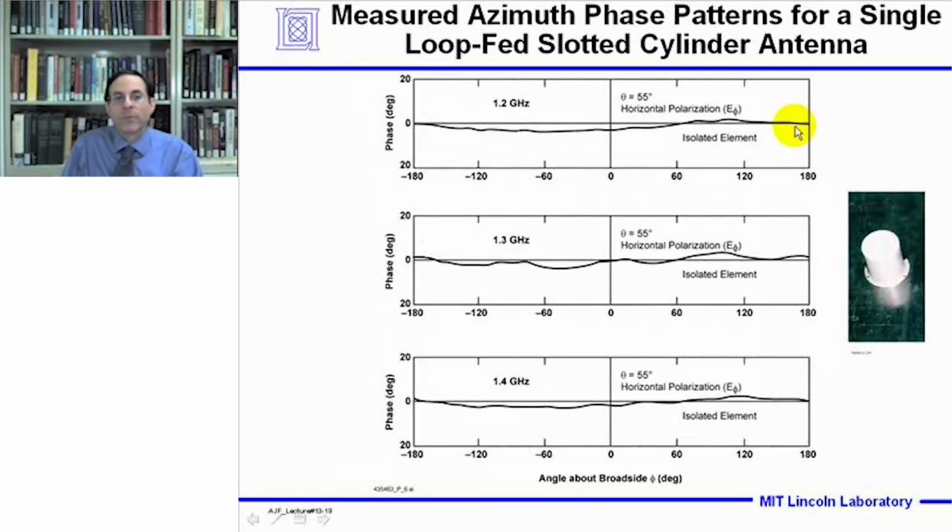We can also measure the phase of the azimuthal pattern, and we see that the phase is very flat over the full bandwidth. So the pattern is omnidirectional in terms of amplitude, and it has a uniform phase as well. And this is at theta equal 55 degrees. It's the phase of the horizontal component. And again, this is the pattern for the single isolated loop-fed slotted cylinder antenna.